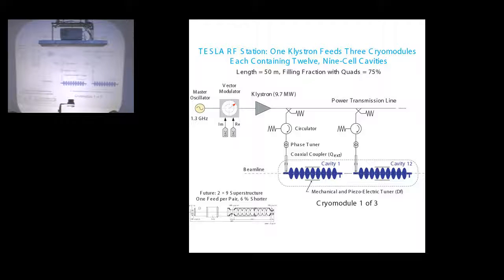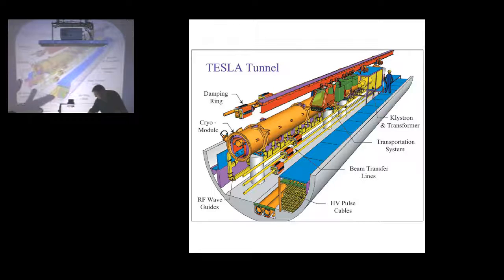impedance. In the future, they're going to what they call a superstructure, which is basically just 2 of these cavities together with just 1 input. This makes it a little shorter so they can put more cavities into here. And their tunnel looks something like this, where these are these big cryo modules with the accelerators inside.